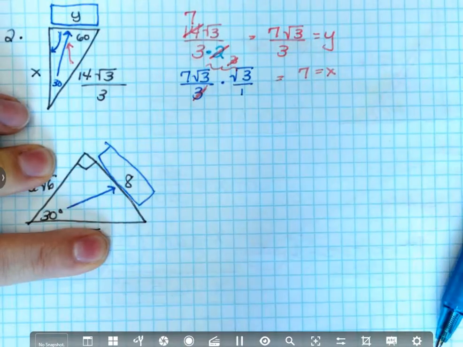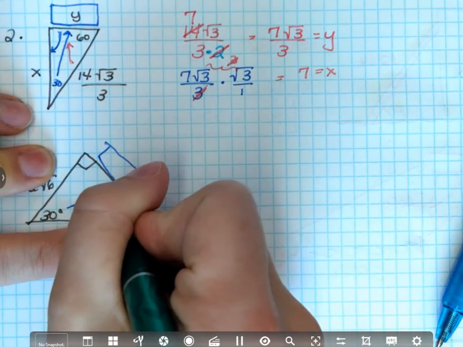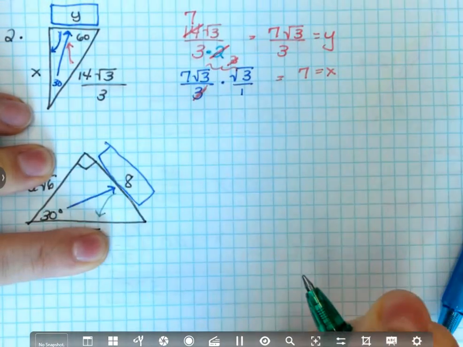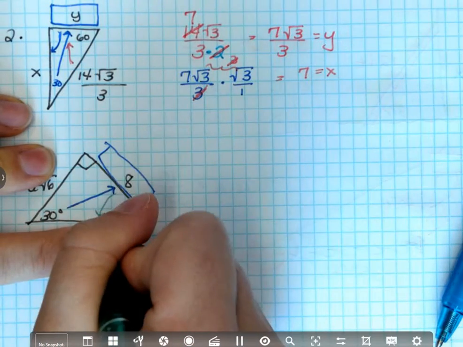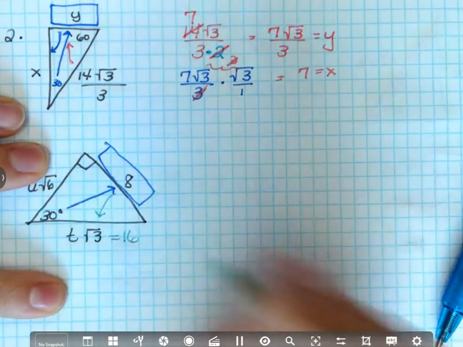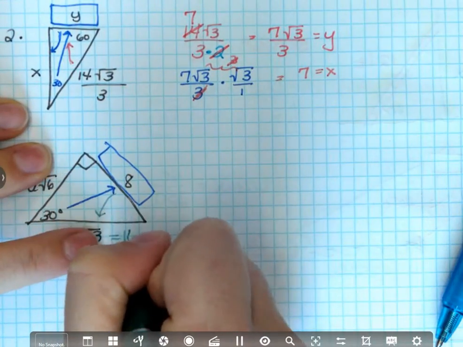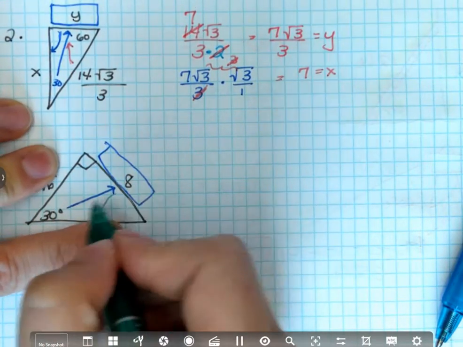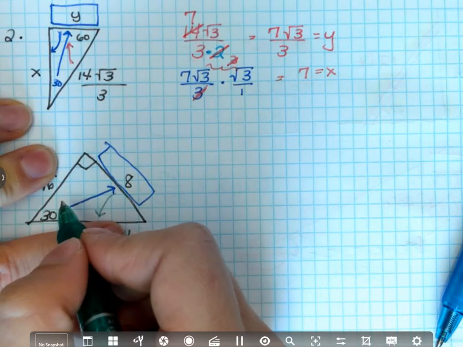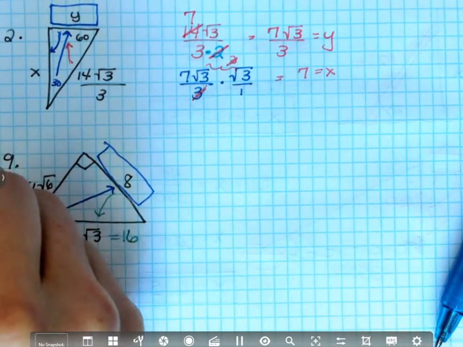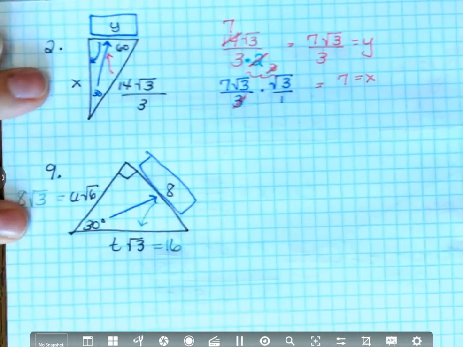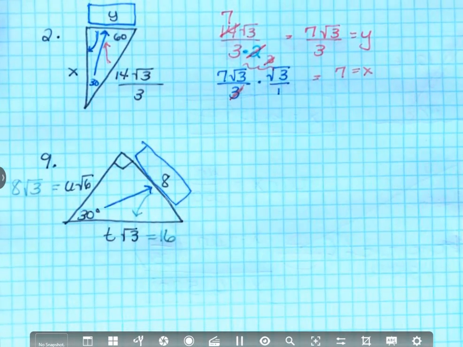If I want to move from the short side to the hypotenuse, what do I do? 8 times 2 is 16. If I want to move from the short side to the long leg, what do I do? Multiply by root 3. So that's 8 root 3. The only thing that's changed now is it has given us an equation we need to solve. It's okay. No big deal.